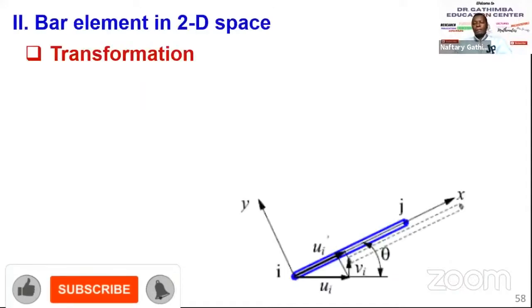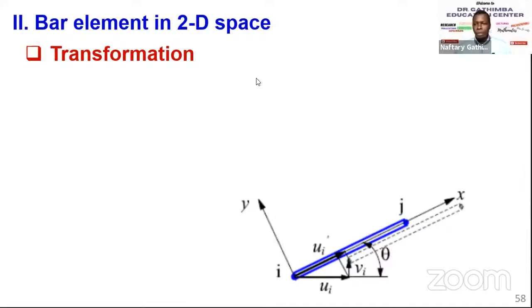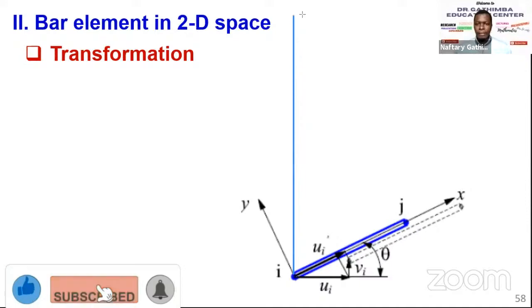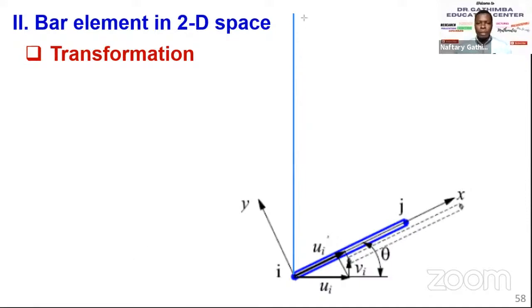So this is our bar element here, oriented in the global coordinate system. So let me introduce the axis. This axis here, maybe I should draw a straight line. So this axis here, this is our axis, one axis there. And then we have the horizontal axis, right? So this is our arrow, this is Y, this is X.